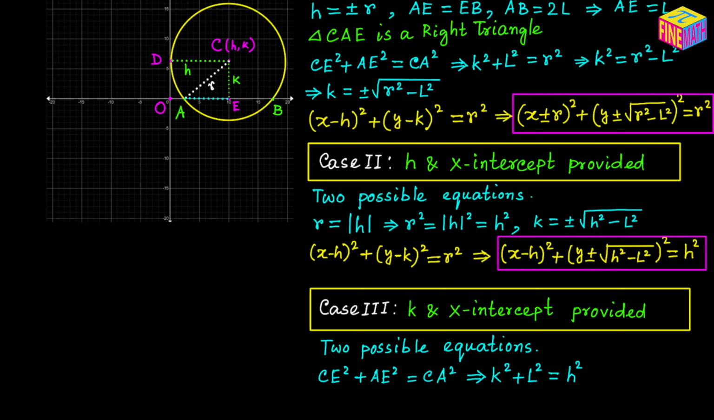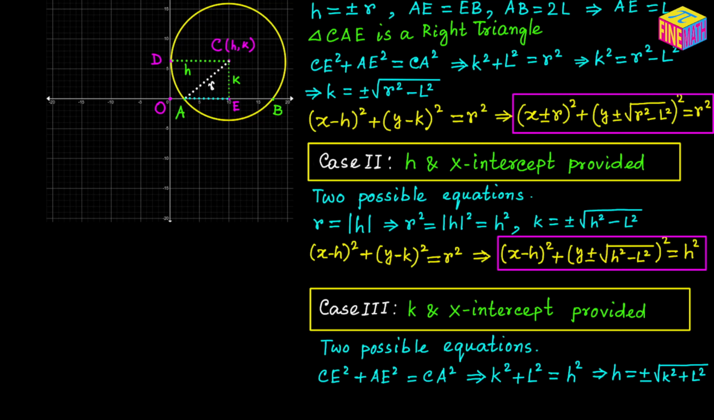So k squared plus L squared is equal to h squared, and from here we can say that h will be equal to plus or minus square root of k squared plus L squared. And also we can say that r will be equal to the absolute value of h, and r squared will be equal to h squared, which is again equal to k squared plus L squared. Now let's try to find out the equations of the two possible circles.